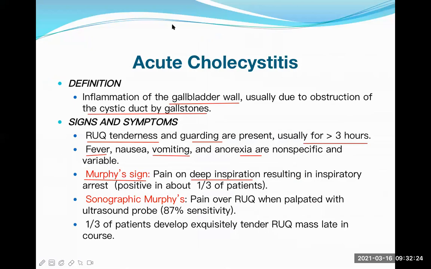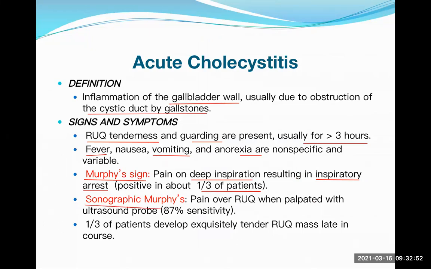Because of severe pain, the patient catches their breath. See this? Inspiratory arrest means they catch the breath. This is positive in about 1/3 of the patients only, may not be present in all. It depends on the inflammation there. So Murphy's sign is an important question which will be asked in your MCQ exam. Remember, it is connected with acute cholecystitis.